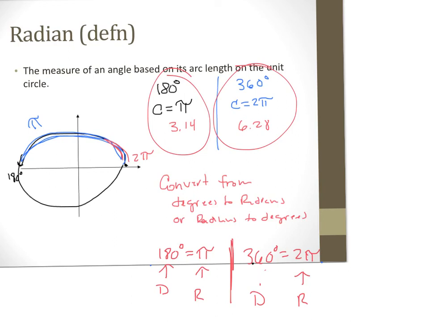This guy's supposed to be an arrow. We'll clean that up. Okay, and that's our introduction to radians. And so radians are in terms of pi. We can express radians as decimals, but primarily we're going to use terms of pi.